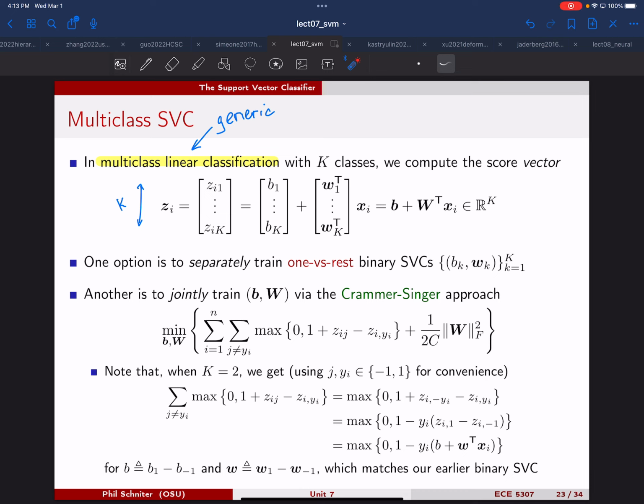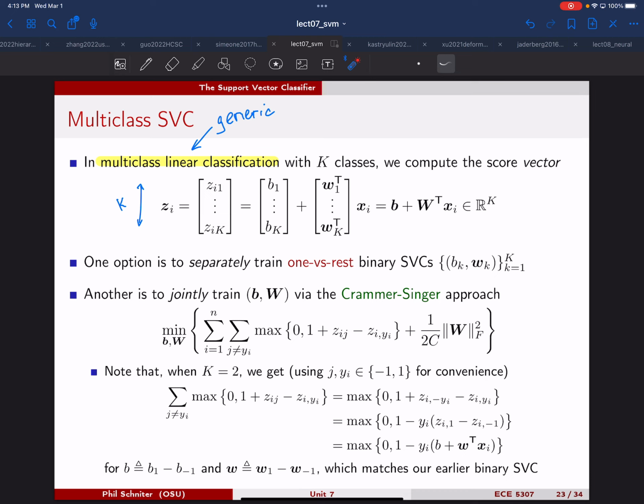Okay. So the key question, though, is how do you train b and W? How do you train all those coefficients? When we talked about logistic regression, we said that there were two ways to do it there. And very similarly, there are the same two ways to do it here. The first way is to train the kth element of b and the kth column in W separately from all the other b's and W's.